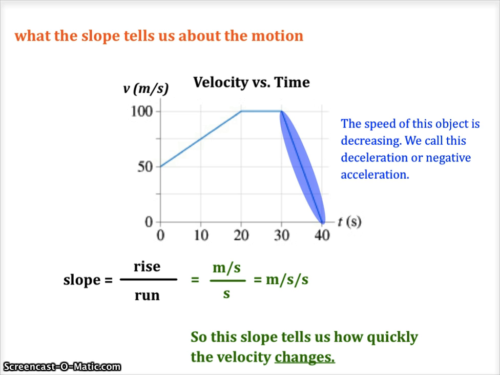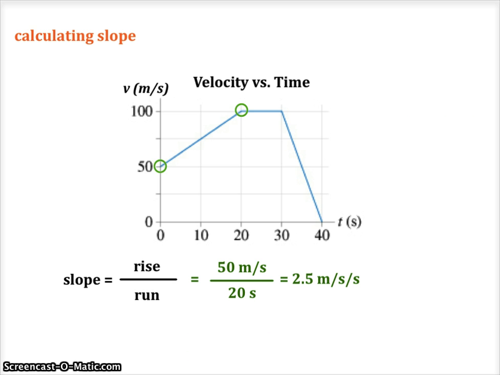So let's take a look at actual calculations and see how this all comes together. If we wanted to know the value of acceleration during that first interval, we would choose 2 points on that section. It doesn't matter which 2 points. All the way throughout this interval from 0 to 20 seconds, the acceleration can be found by taking 50 meters per second as the rise, and then 20 seconds as the run. So 50 over 20 is 2.5. And then our units, again, the seconds do not cancel out. This is meters per second on the top, and then it's also per second on the bottom. So meters per second per second.